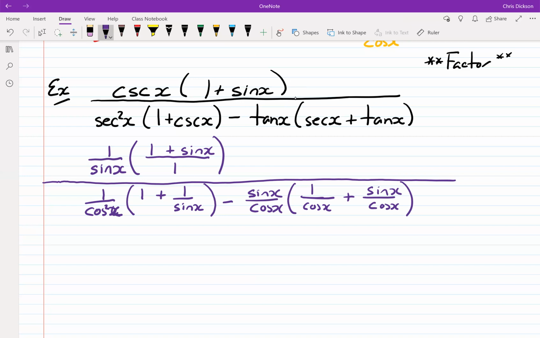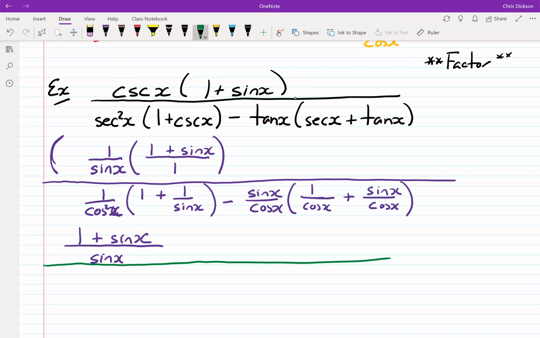Anyway, so 1 plus 1 over sine over cos, 1 over cos, sine over cos. Alrighty, okay, so let's do the numerator part here. So the numerator is this part here. So I would get 1 plus sine x all over sine x. And on the bottom, or the denominator, I've got to do some serious distribution here.